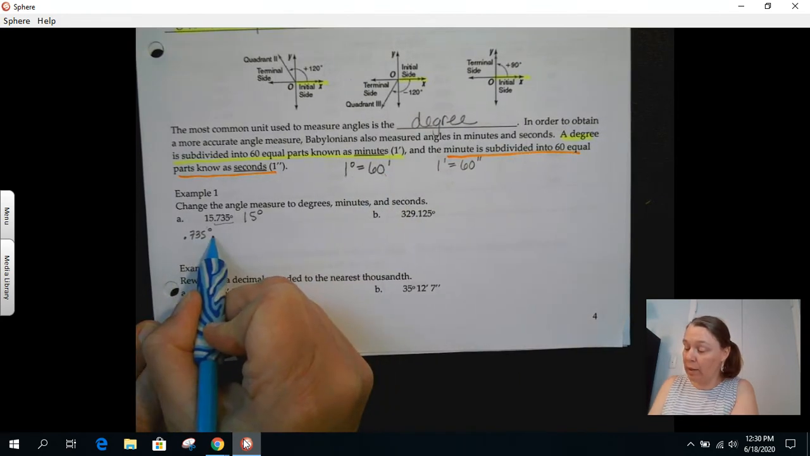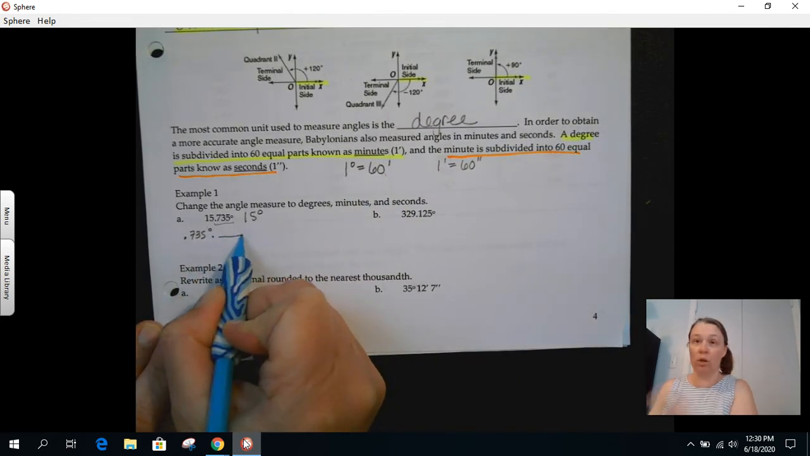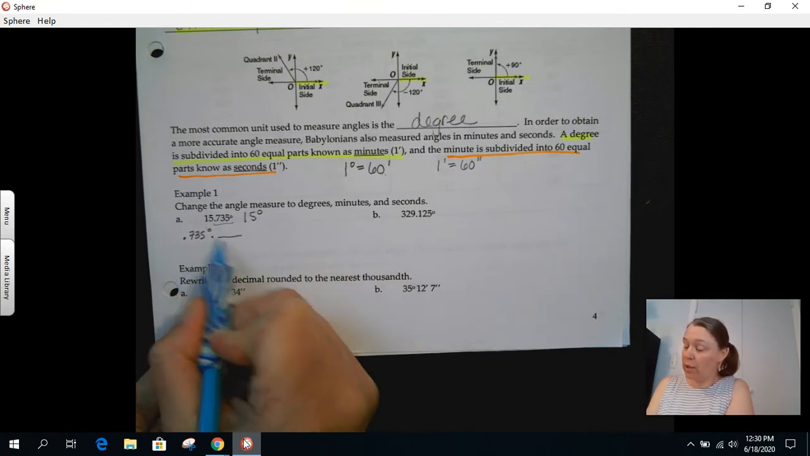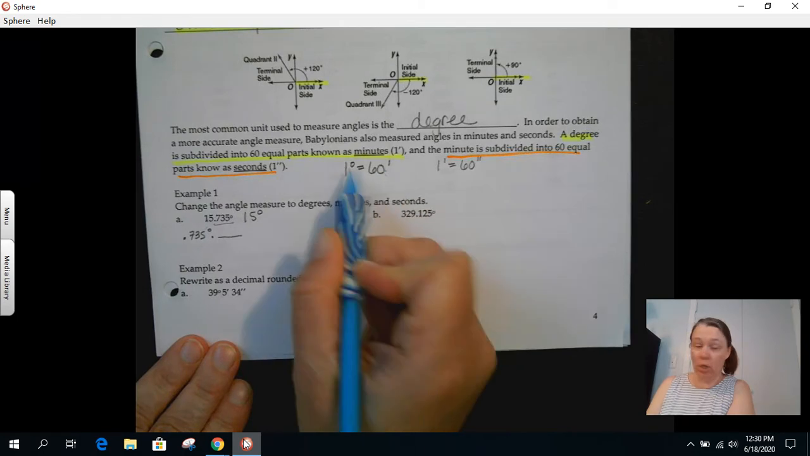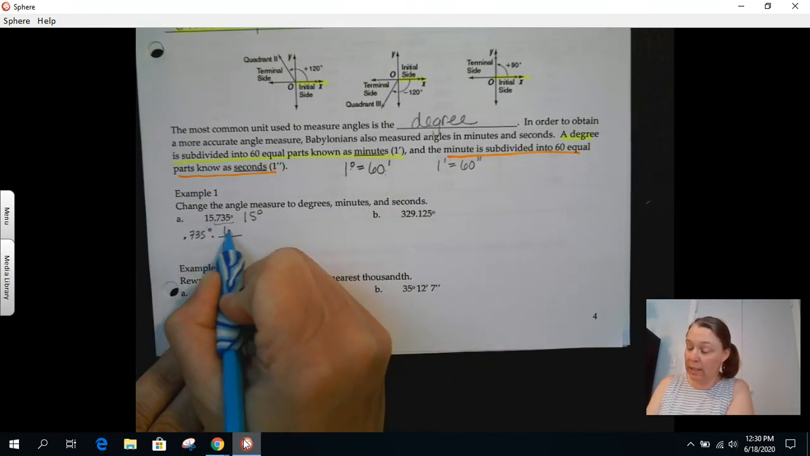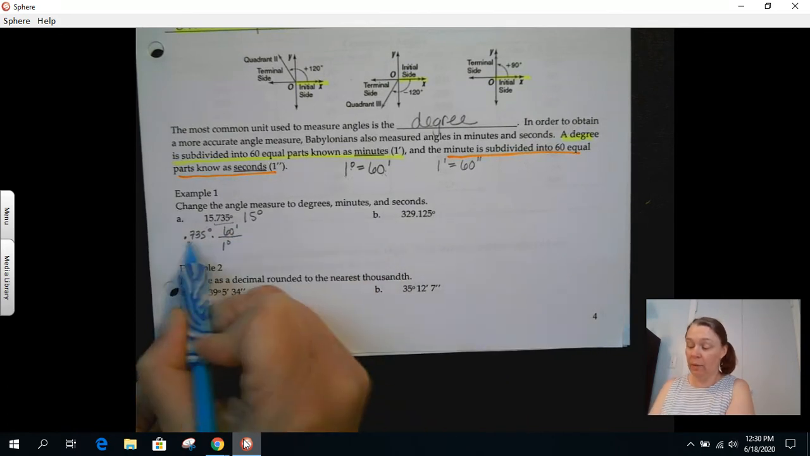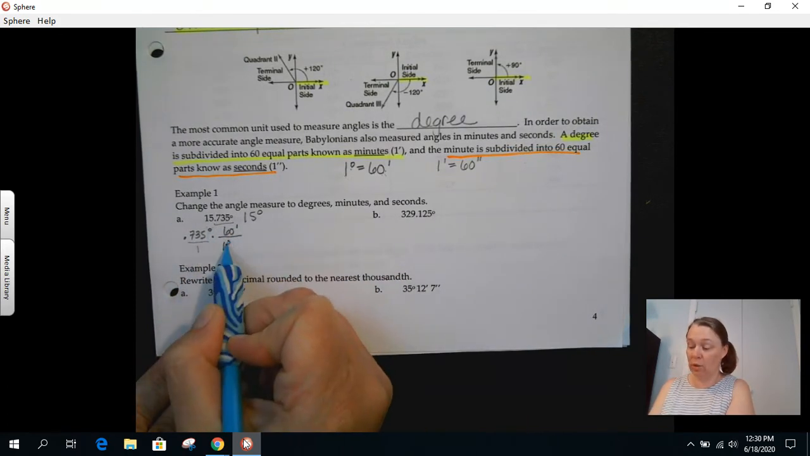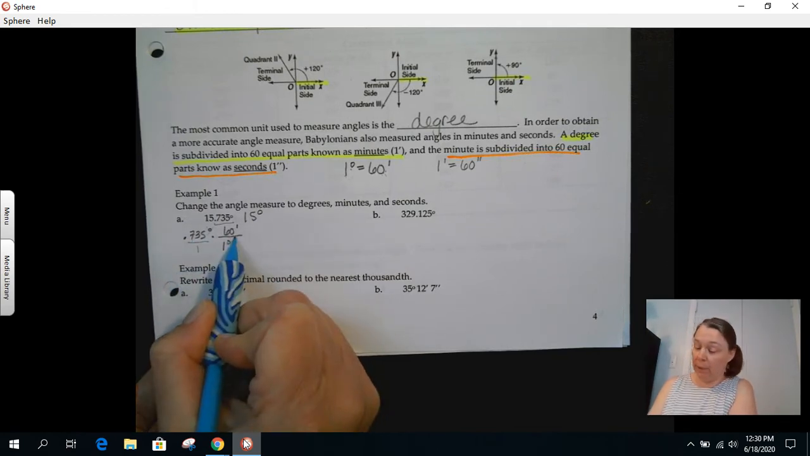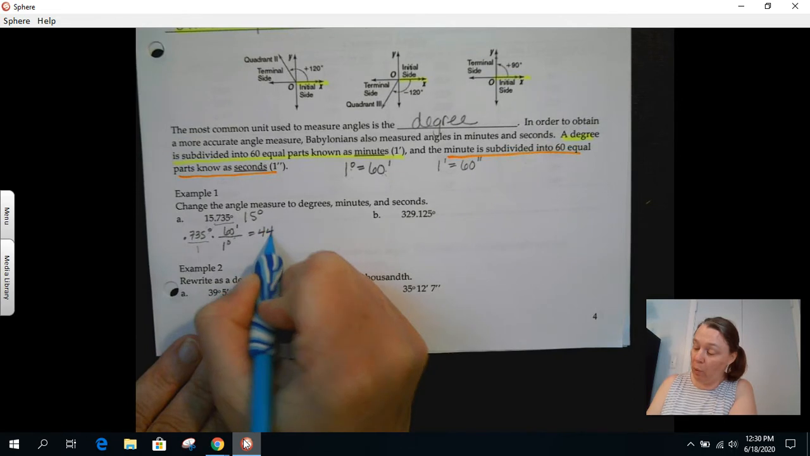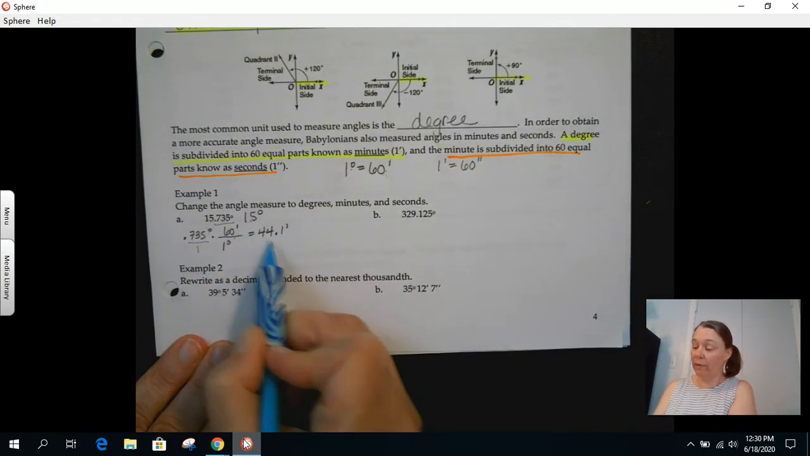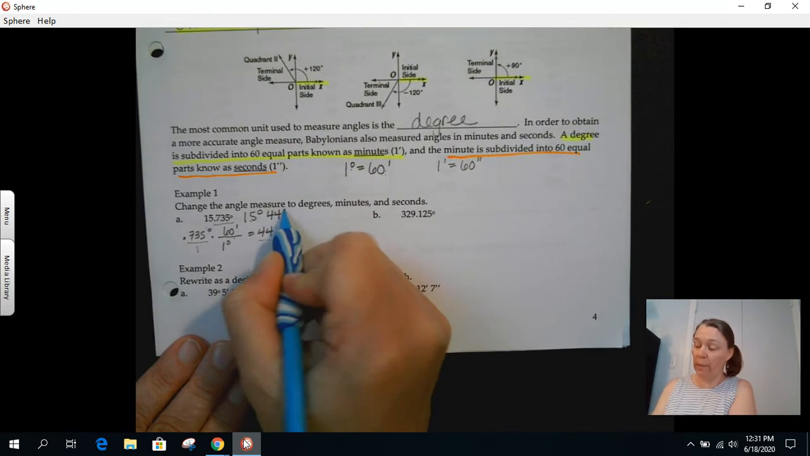And I'm going to multiply, and you might have learned this if you're taking chemistry and you're converting between different units. So I want to end up with minutes, and I want the degree unit to cancel. So I know 1 degree is equal to 60 minutes. And see, when you're multiplying, the degree unit cancels. So I'm basically multiplying 0.735 times 60, right? And that gives me 44.1 minutes. Okay, so I know I have 15 full degrees and I have 44 full minutes.